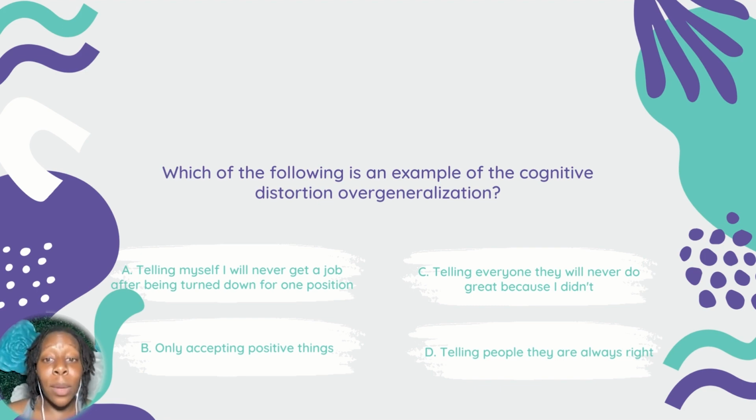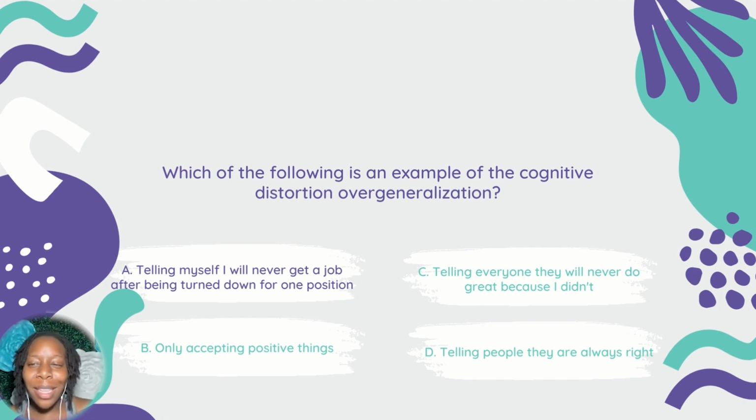All right. Which of the following is an example of cognitive distortion overgeneralization? Telling myself I will never get a job because I was turned down for one position. Woe is me. Life happens to me. Things will never be good for me. That kind of stuff.